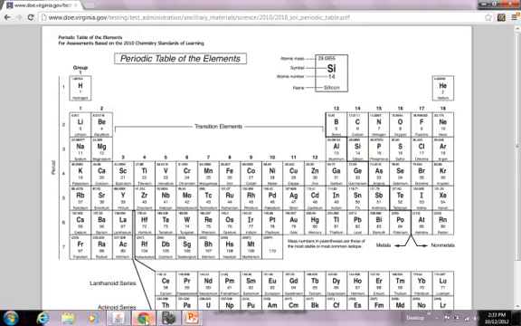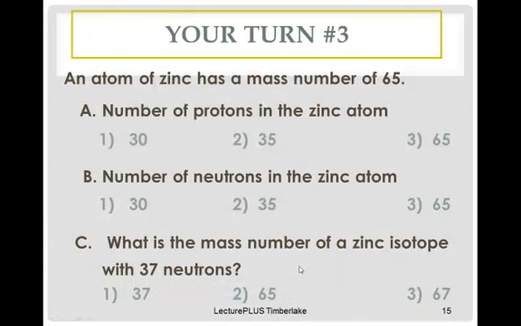So let's look at zinc. Zinc is right here. We're looking at it, and we know that the atomic number there is 30. So if the atomic number is 30, then this is the right answer. It has to be 30. Okay? Now it says the number of neutrons in zinc.